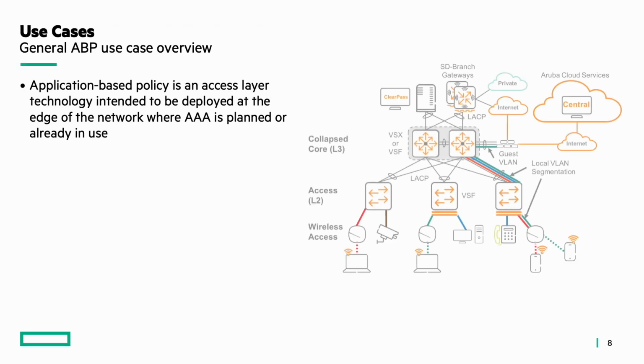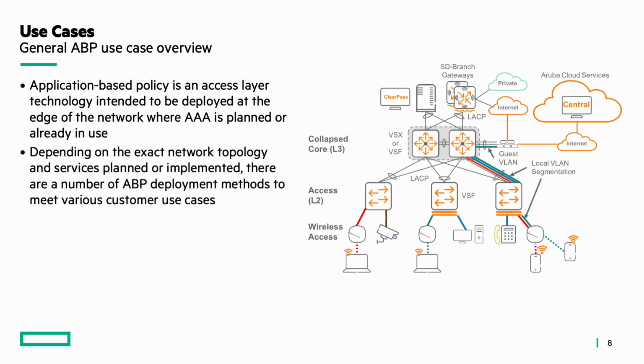App-based policy is an access layer technology which is designed to be deployed at the network edge where AAA is deployed for network access control. There are three primary deployment methods supported by app-based policy depending on the network topology and deployed authentication services.